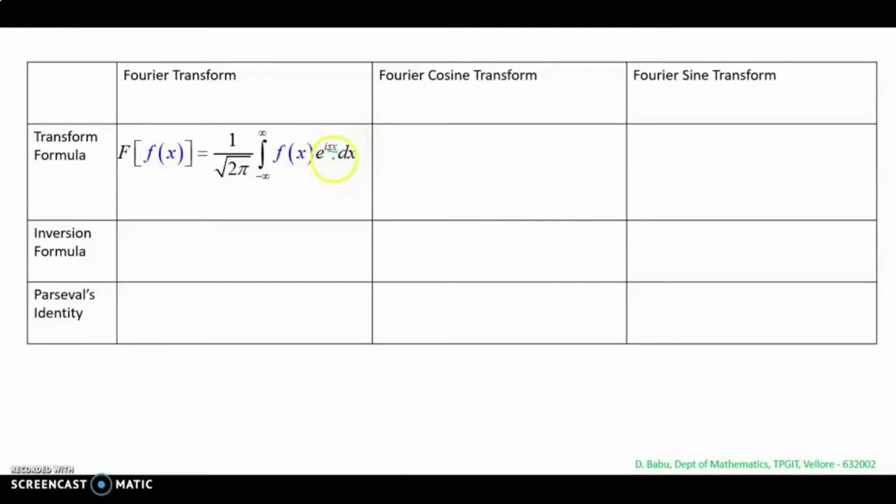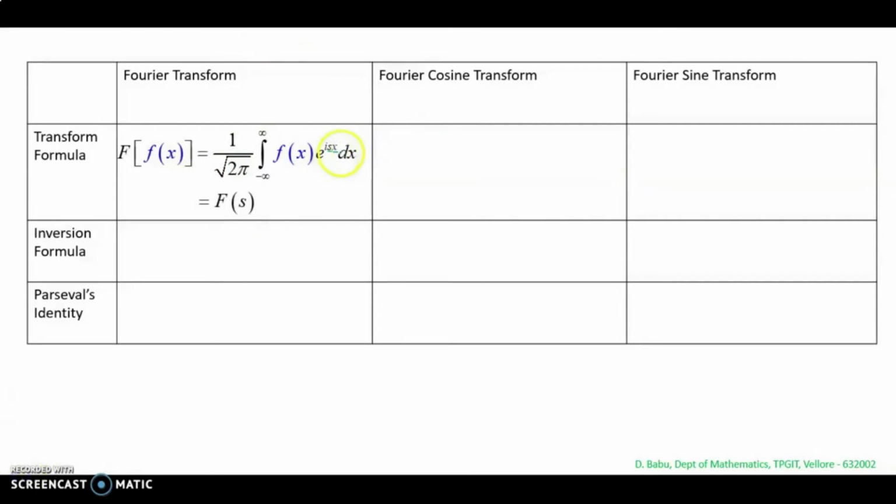So after integrating, we shall substitute the limits for x. Therefore, the value of the integration is independent of x, and hence it is a function of s only. It is a function of s only, and thus it is denoted by f of s.